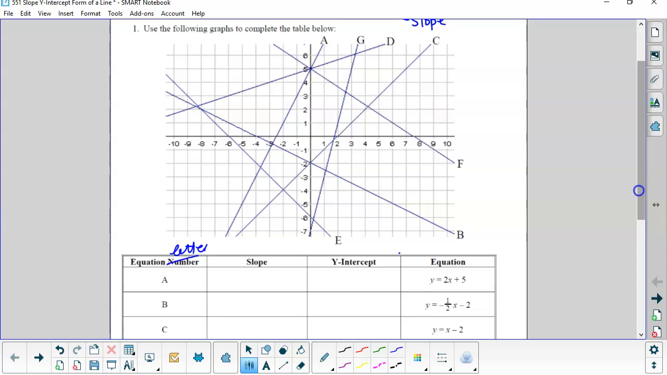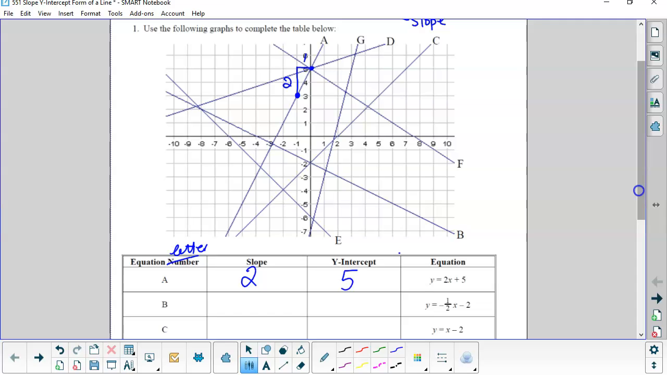So remember, you want to find two nice points. Don't use the formula. Draw a right triangle. So when I look at this, I see this point here and this point here. From my left point to my right point, I go up 2 and to the right 1. So the slope there is 2 over 1, which is 2. It's going up and to the right, so it's a positive slope. Y-intercept, well, that's where a lot of these lines are intersecting. It's at 5.